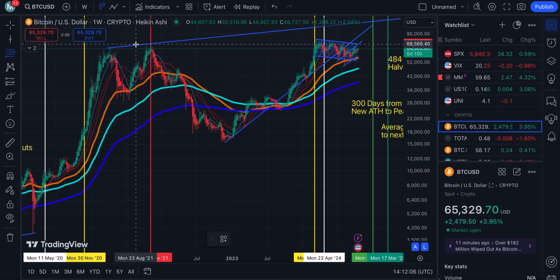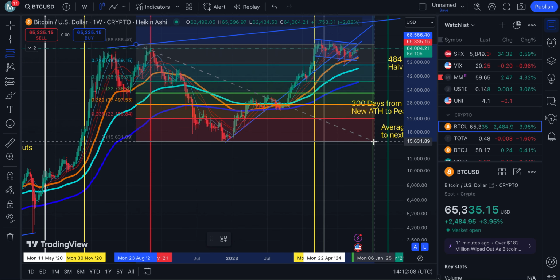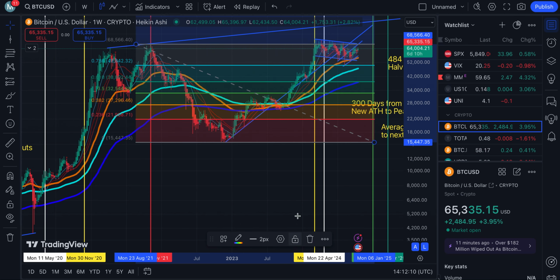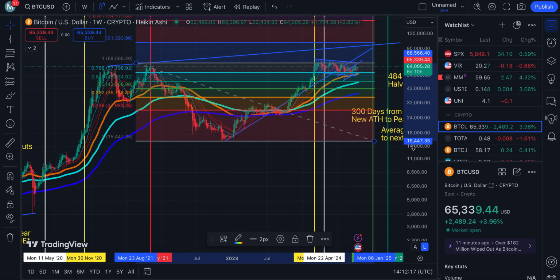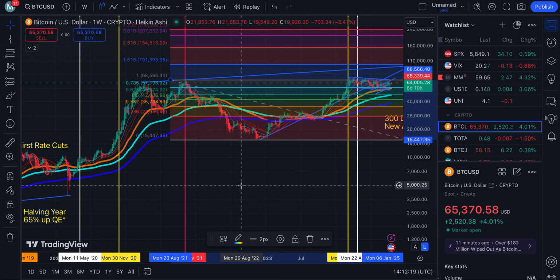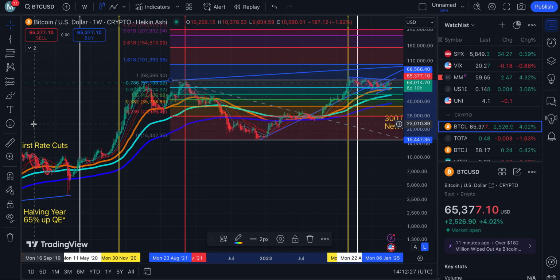On the charts here, if we draw a Fibonacci retracement, you can see that, by the way, these are great for taking a look at prices between the low and the high. And we're not going to go through all this again, but when you take the fib off log scale, you can see the extensions of the 1.618 around 100K to the 2.618 at about 154K.